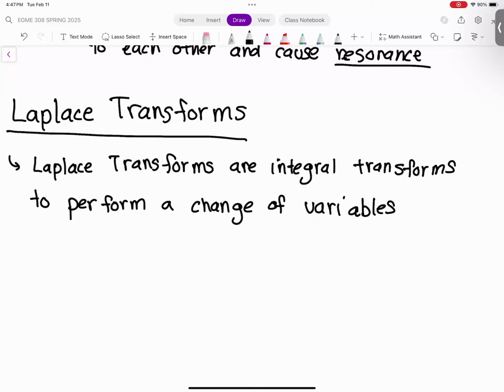So we're going to change the independent variable in our problems. We're going to change it from our usual suspects, which are space and time, into something kind of different. Okay. So in particular, for Laplace transforms, we're going to take a variable in the physical domain.